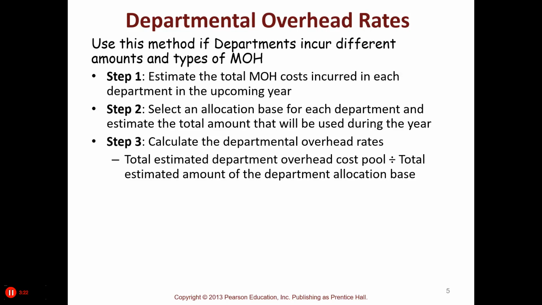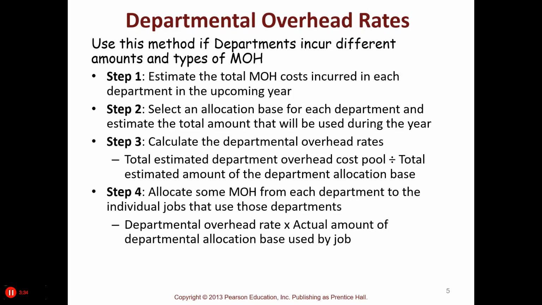Then you're going to actually calculate the overhead rate by taking that total estimated cost and dividing by the estimated department allocation base. And then you're going to apply this. The way you apply it is always going to be to take that rate times the actual amount of the allocation base used. So now we're going to go through an example.